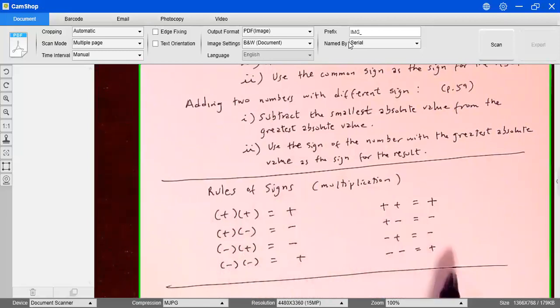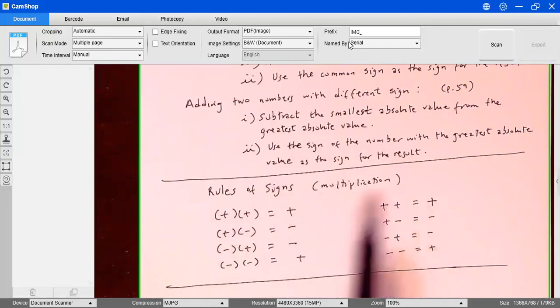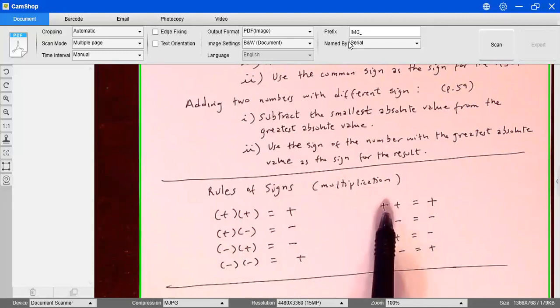These are the same rules without using the parentheses. So you have positive times positive is positive. Positive times negative is negative, negative times positive is negative, and negative times negative is positive.